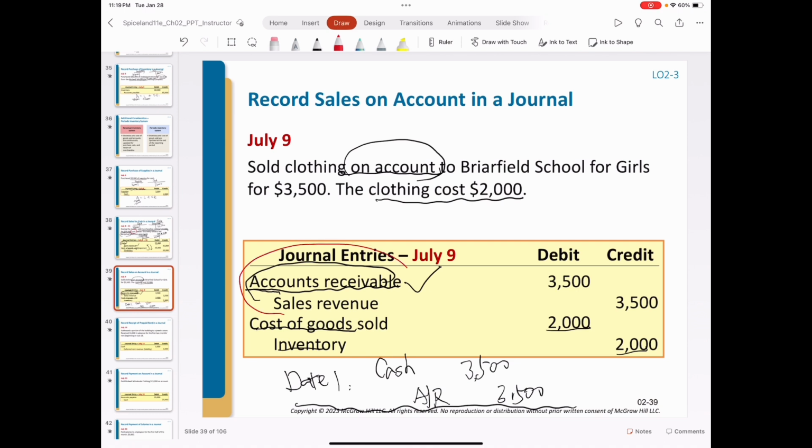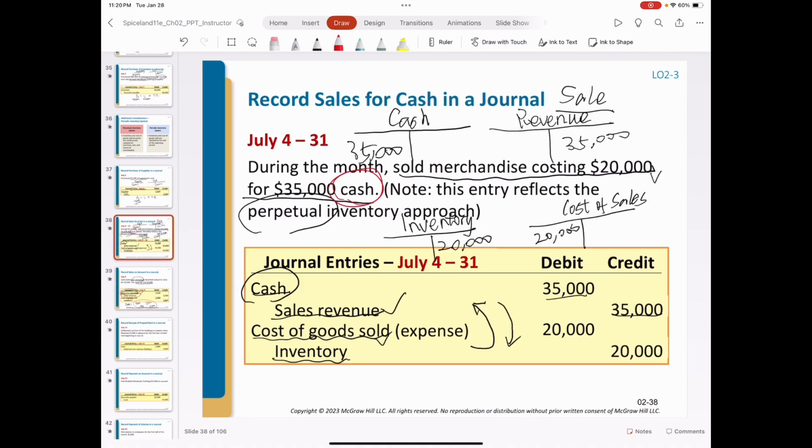Okay, for this sales on account, only one party has fulfilled its responsibility. The company delivers goods to the school. The other party fulfilled its responsibility of payment later. Of this transaction, both parties fulfilled their responsibility at the same time.